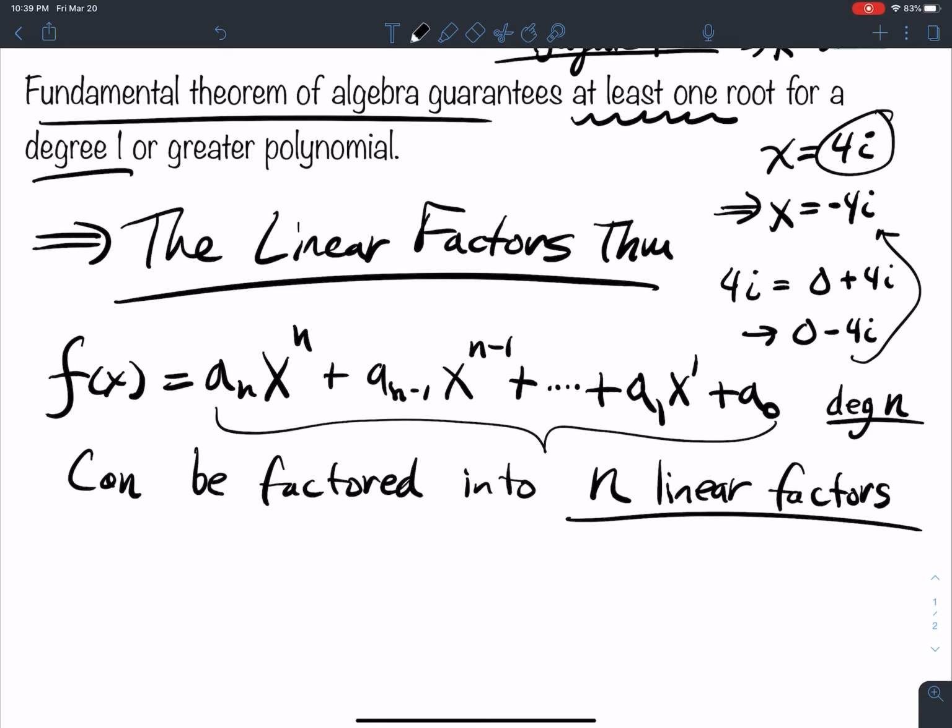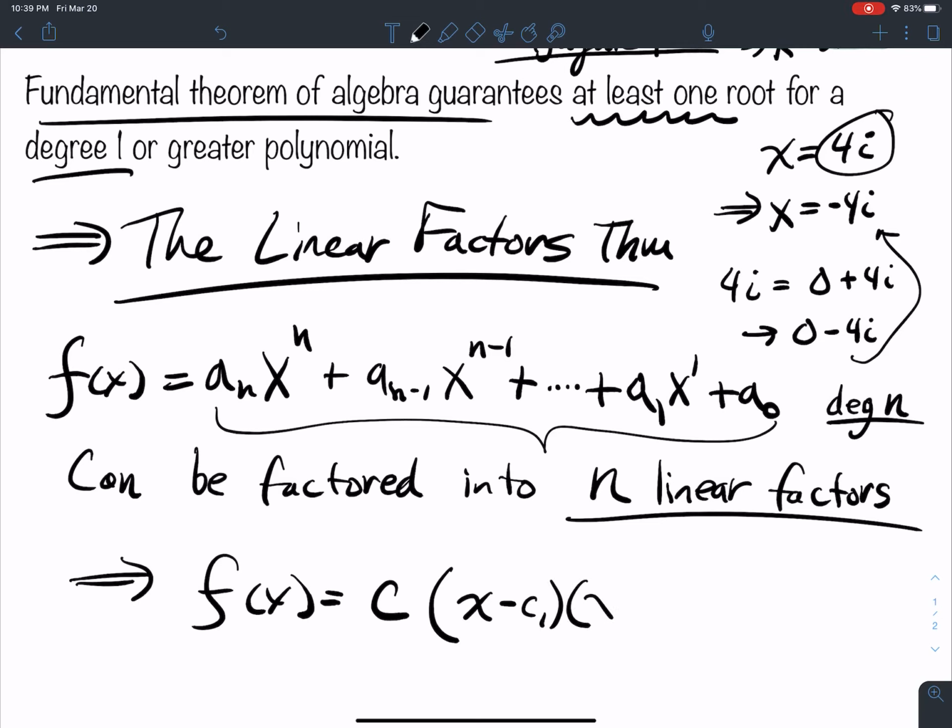So what is this going to be looking like? F of x becomes some number multiplied by x minus a number times x minus another number times x minus another number, however many factors I have. So for this one, I have n of them, so I put an n down here. Okay, 1, 2, 3, dots, all the way to n. N could be 17, it can be whatever it is.